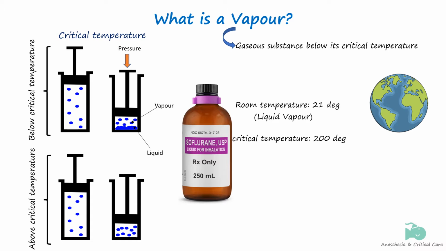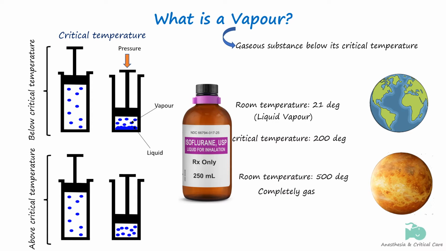liquid vapor phase. Now, imagine you are on the planet Venus. The surface temperature on Venus is about 500 degrees Celsius. Since the room temperature on Venus is higher than the critical temperature of isoflurane, isoflurane will be only in gaseous form. If all of this seems confusing, remember that at room temperature on Earth, the gaseous forms of common anesthetic agents exist in liquid vapor phase.